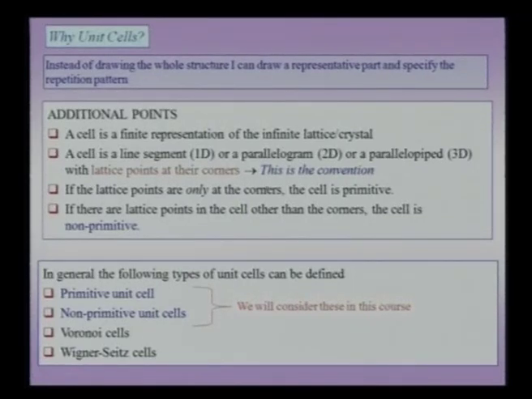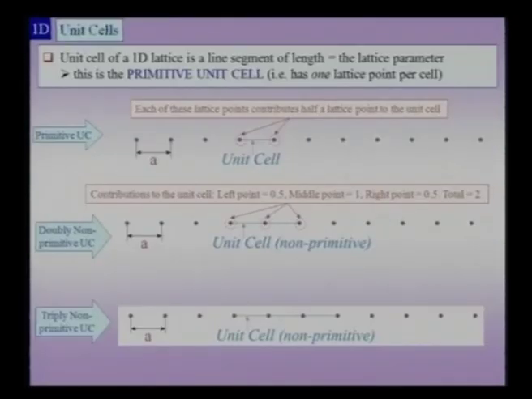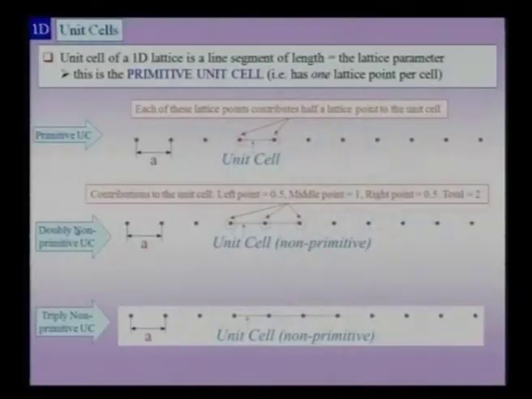If the lattice points are only at the corners of the unit cell, we called it a primitive unit cell, and otherwise, if there is more than one lattice point per cell, we called it a non-primitive unit cell. We also pointed out there are other kinds of unit cells or cells which people consider, which are Voronoi cells and Wigner-Seitz cells, and we will not typically deal with these in this elementary course. So we further went on to take up the example of a one-dimensional lattice, and we tried to understand the primitive unit cell, the doubly non-primitive unit cell, and the triply non-primitive unit cell.